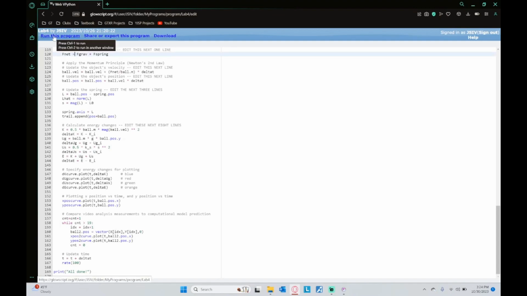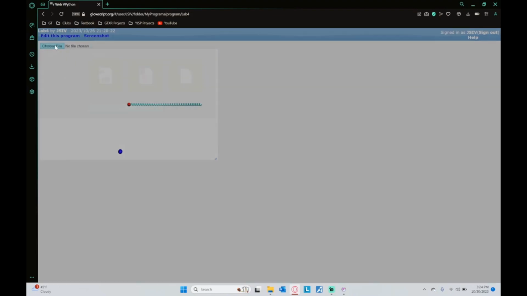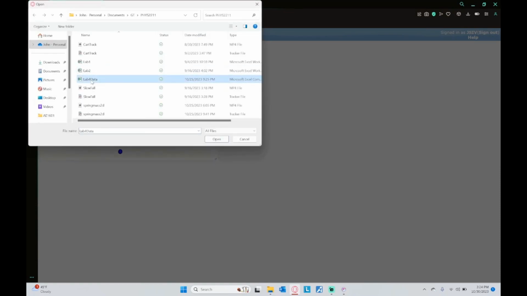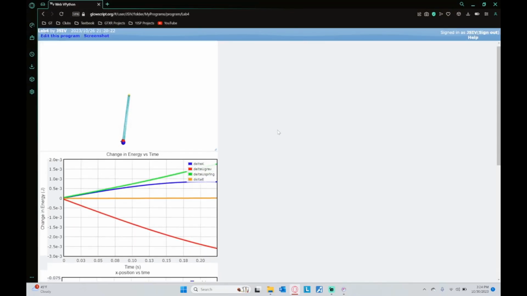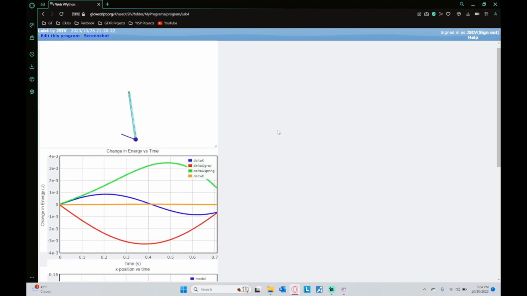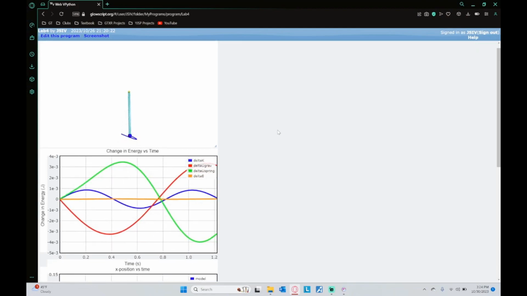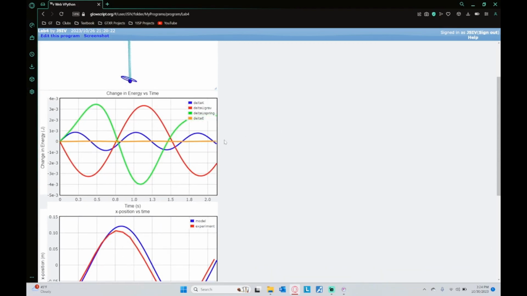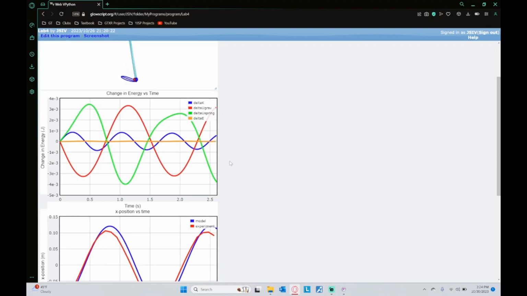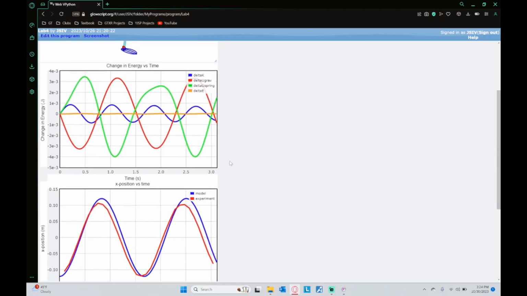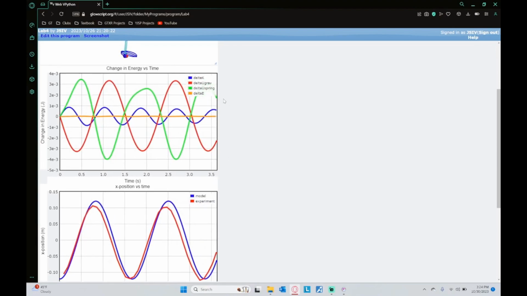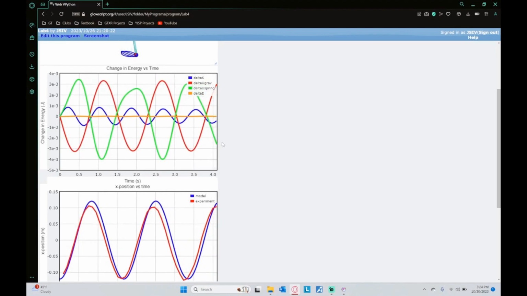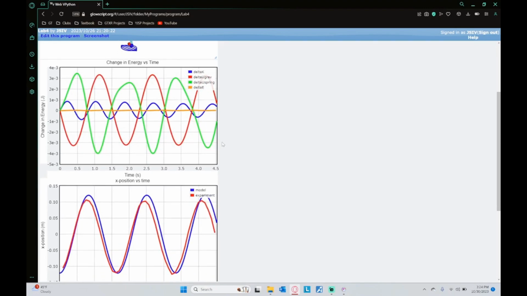Here's the program running with our data input for reference. As you can see, the total energy in the system is remaining constant over time, although delta K, delta UG, and delta US are all varying.